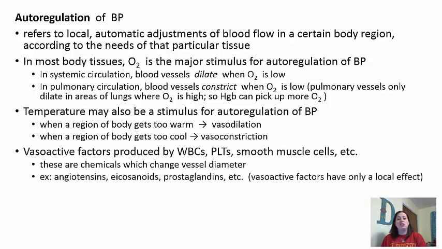Now, vasoactive factors produced by white blood cells, platelets, and smooth muscle cells are also going to be chemicals that can change the vessel's diameter. They can either cause them to dilate or constrict depending on what's needed at the time. Some examples of these are the angiotensins, the eicosanoids, the prostaglandins. A lot of these act as vasoactive factors in a local area, normally due to tissue damage. The whole point there is to either increase blood flow so white blood cells and platelets can get there, or decrease blood flow to stop that bleeding, if they've got it more under control. So they're going to be used to help regulate in that area when tissue damage takes place.